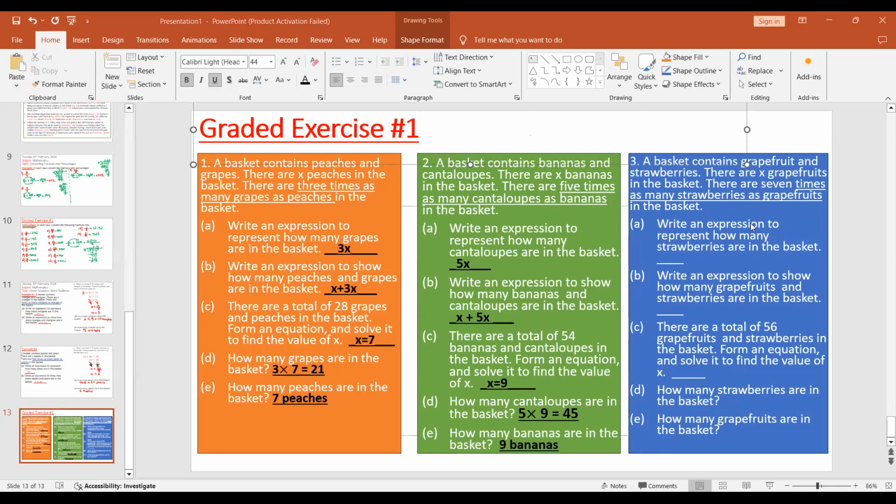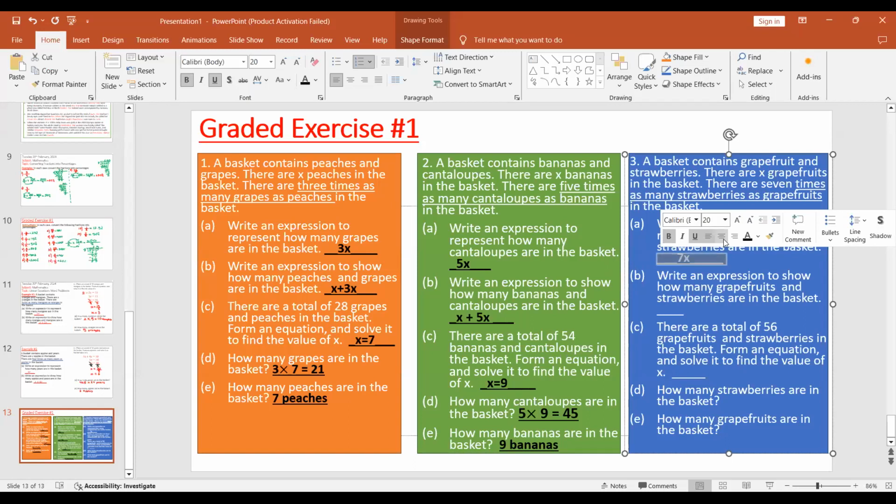Okay, now Olivia, the final one. Repeat it for me, please. A basket contains grapefruit and strawberries. There are X grapefruits in the basket. There are 7 times as many strawberries as grapefruits in the basket. Write an expression to represent how many strawberries are in the basket. The answer is 7X. Anyone else got 7X for this answer? Yes, sir. Good.